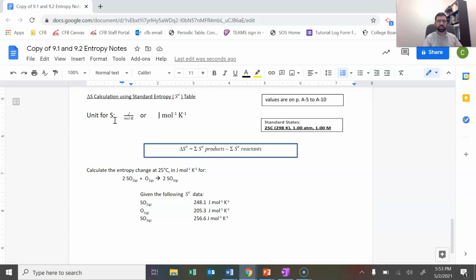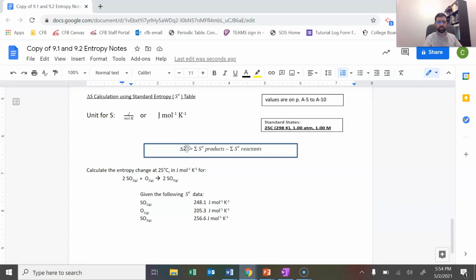Delta S calculations, the way we're going to do that: the units for S are often joules per mole Kelvin. It could be joules times inverse moles times inverse Kelvin. These are equivalent. That's usually the units that are used for entropy, although it could be given in kilojoules per mole Kelvin. This is normally what you see for entropy. How do we calculate it?